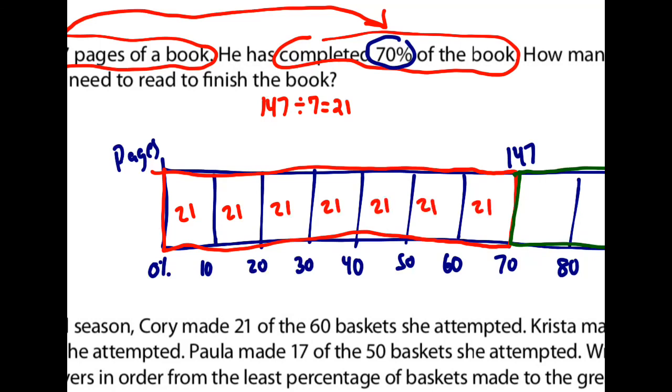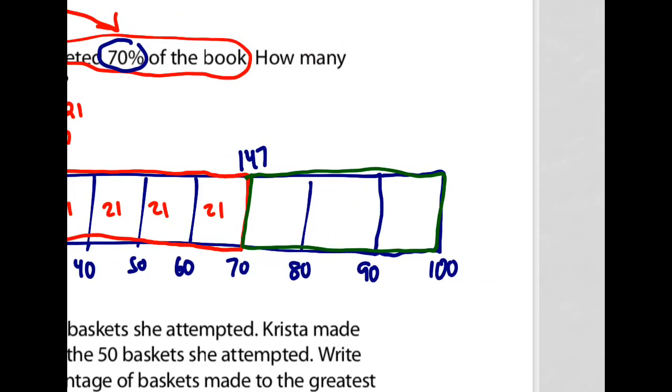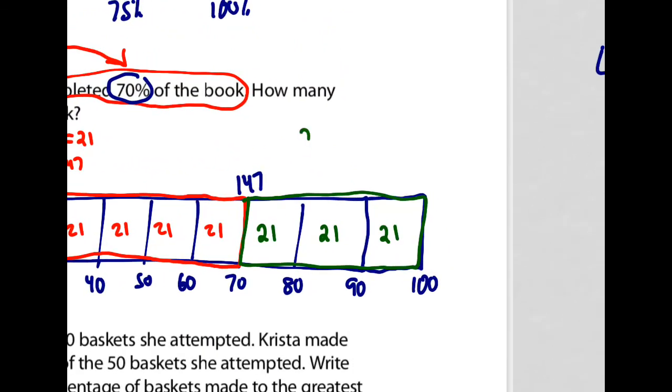And I can check that by doing 21 times 7, and you'll get 147. Now, how is that going to help me answer my question? Well, remember the green box is what he has left to read. And there's still 10% sections, so each one of those is still going to be 21. So that means Antonio has 21 plus 21 plus 21 pages left to read. Or you could just do 21 times 3.